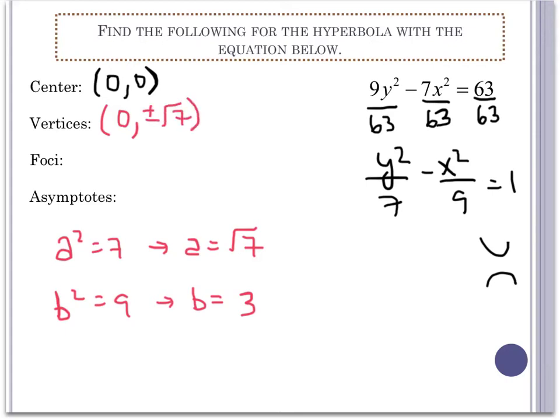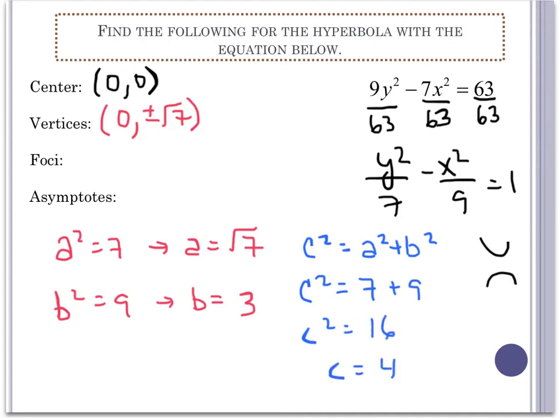To find my foci, I must use my Pythagorean relation. C squared equals a squared plus b squared. So c squared equals 7 plus 9. So c squared is going to be 16. So c is going to be 4. So my foci and my vertices are always on the same axis, so that's going to be 0 plus or minus 4.